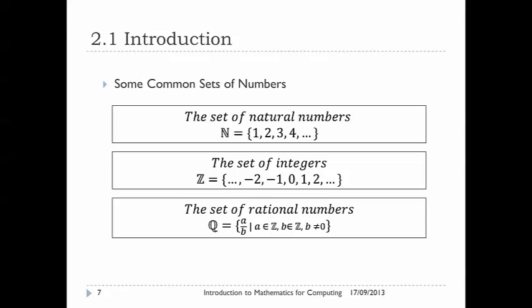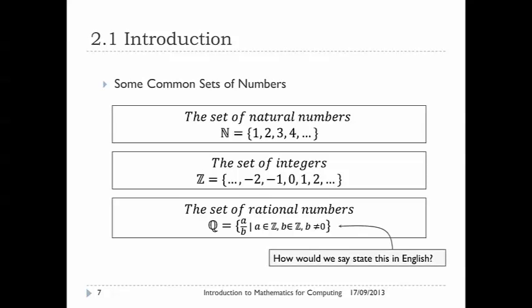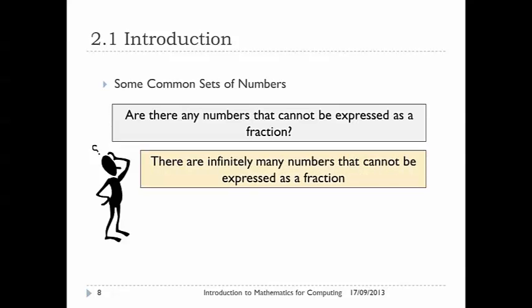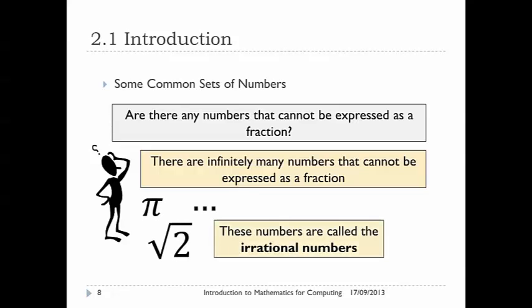Okay, so is this the extent of our number system? Will this include all of the numbers that we have to deal with? The answer is no. Okay, so we also need to consider numbers that cannot be expressed as a fraction. Some examples of such numbers would be pi and the square root of 2. And there are infinitely many numbers, such as these numbers, that cannot be expressed as a fraction. So they are not elements of the set Q. Okay, and these numbers are called irrational numbers.